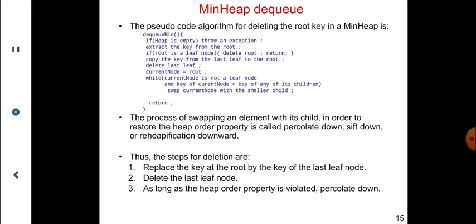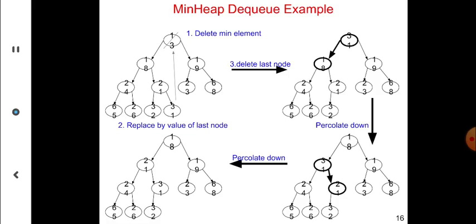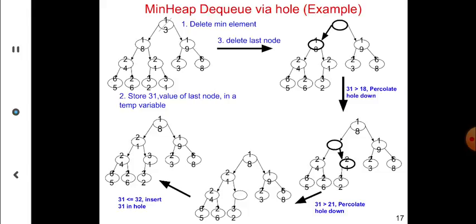So that was the MinHeap enqueue implementation; the dequeue implementation is just the MinHeap DQ example. I want to delete, MinHeap DQ means I want to delete the minimum element. So what we do is replace it with the value of the last node, then delete the last node, and then percolate down, because the lowest value comes up and the highest value goes into the other area.